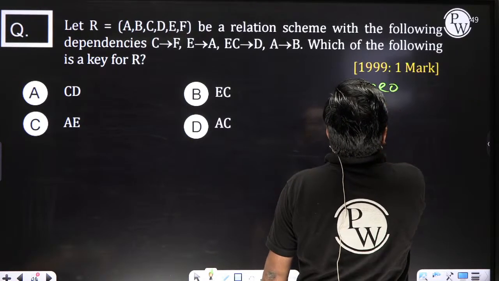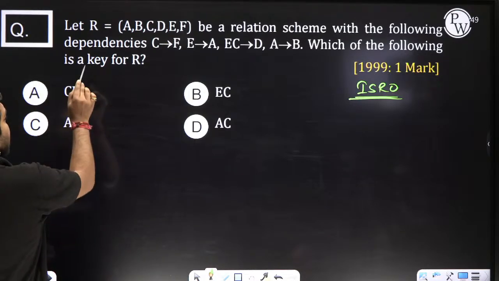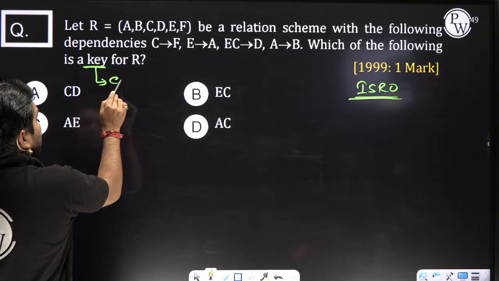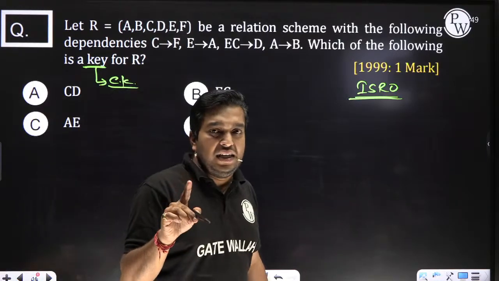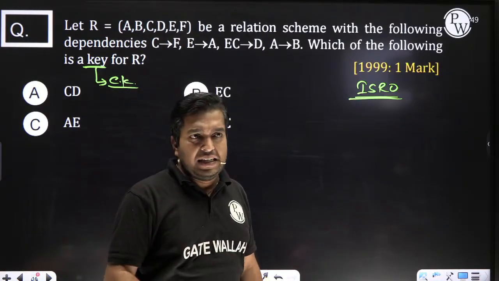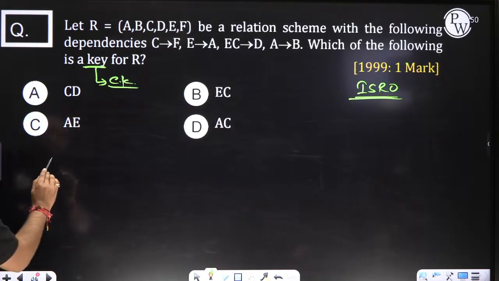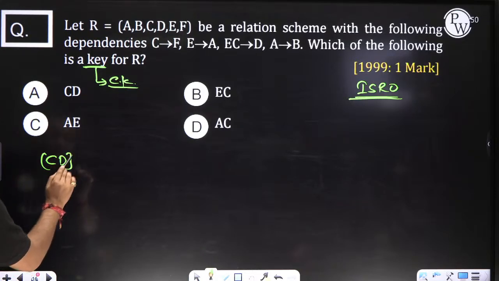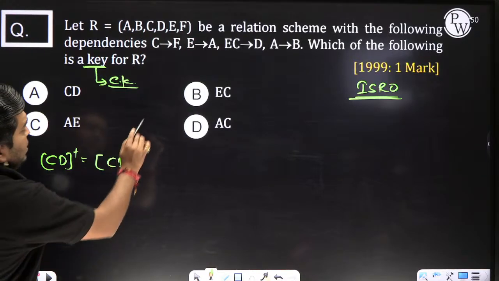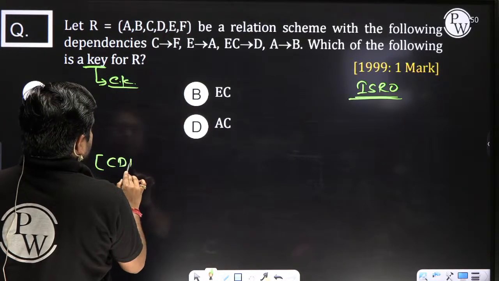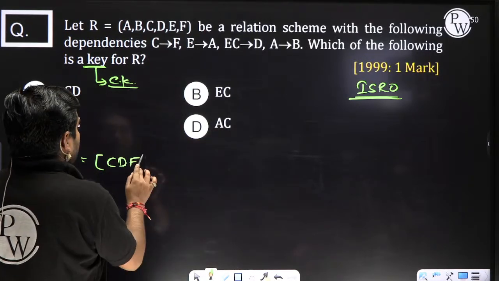Now let me know what is the, I told in the classes also. Key means what? Candidate. Whenever I am discussing the key, that means that is a candidate key. Now let me know what is the correct answer. What we have to do? Just take the closure of C, E, F, and any other.